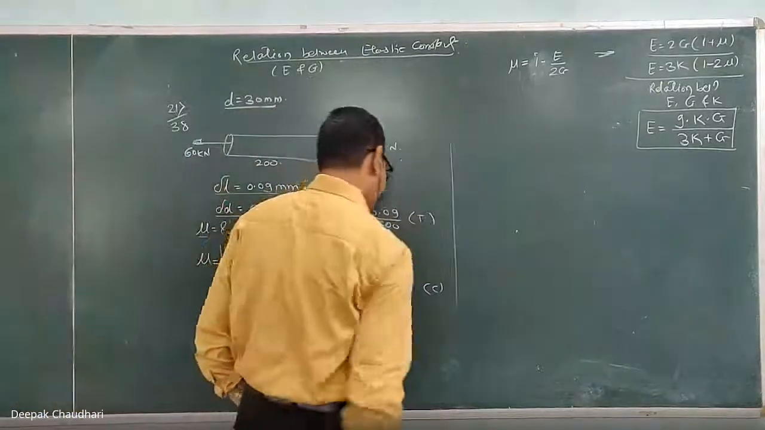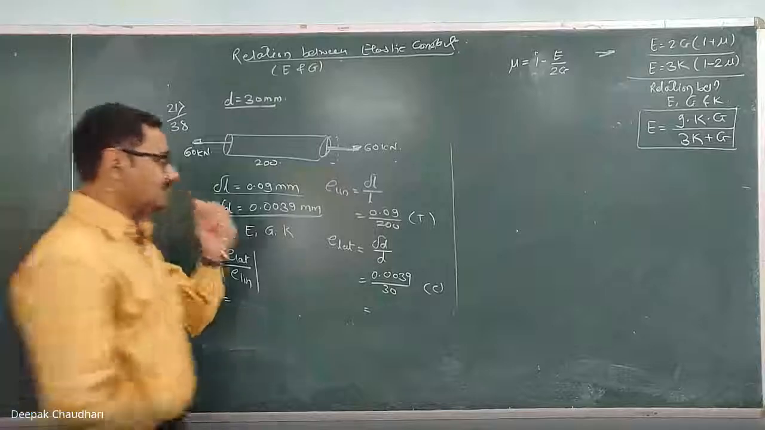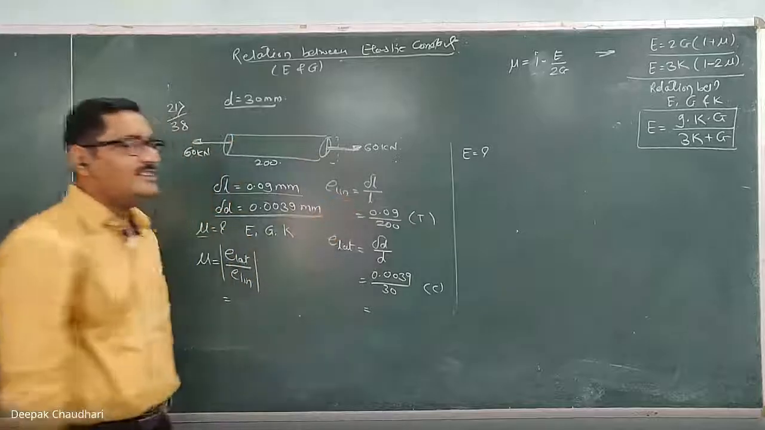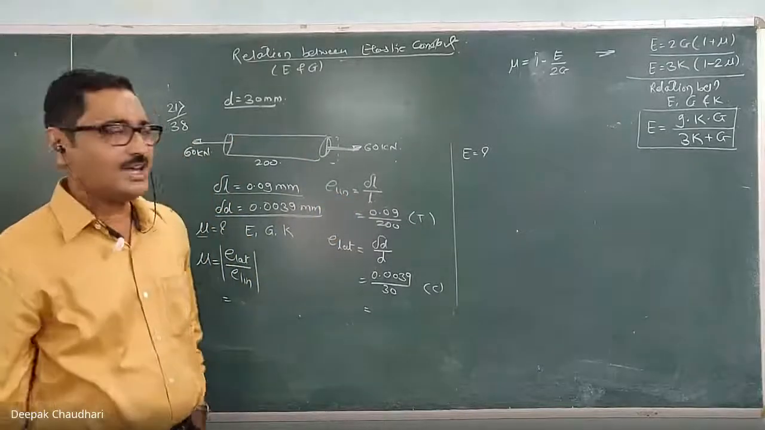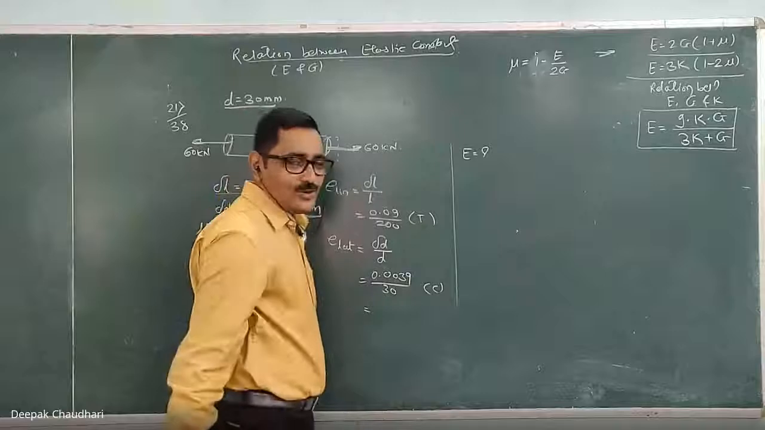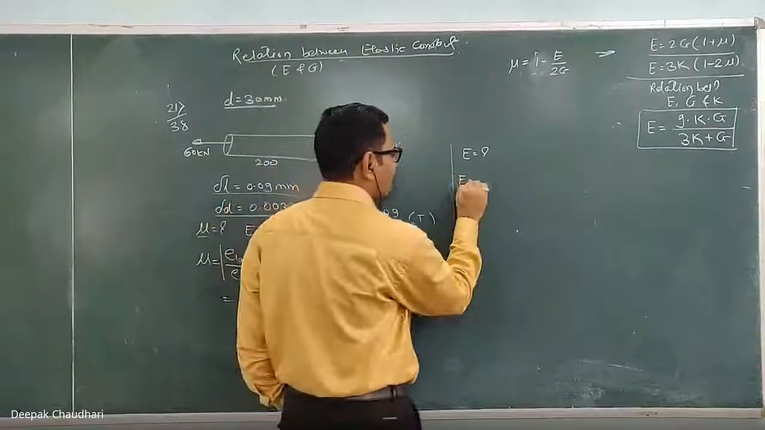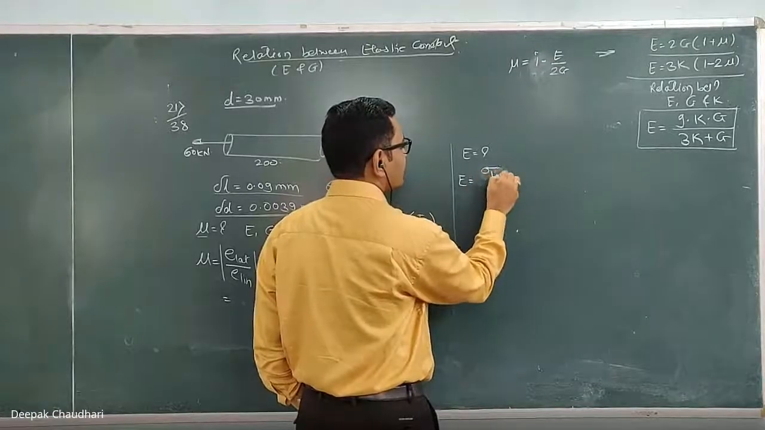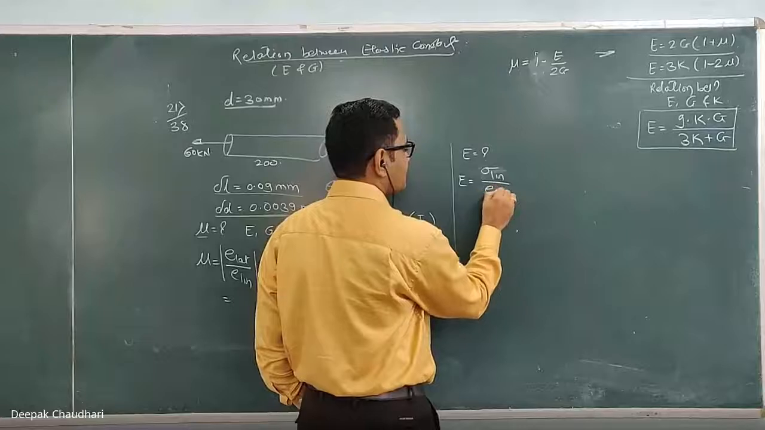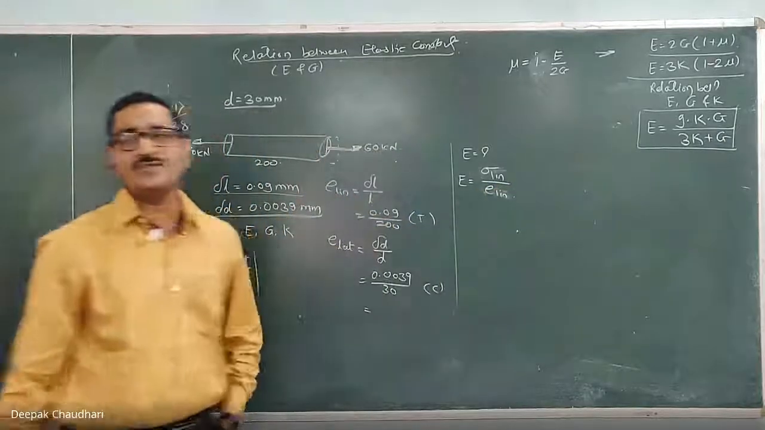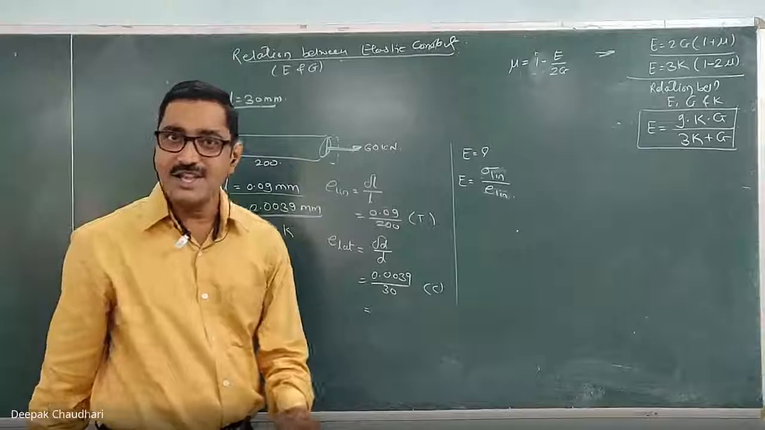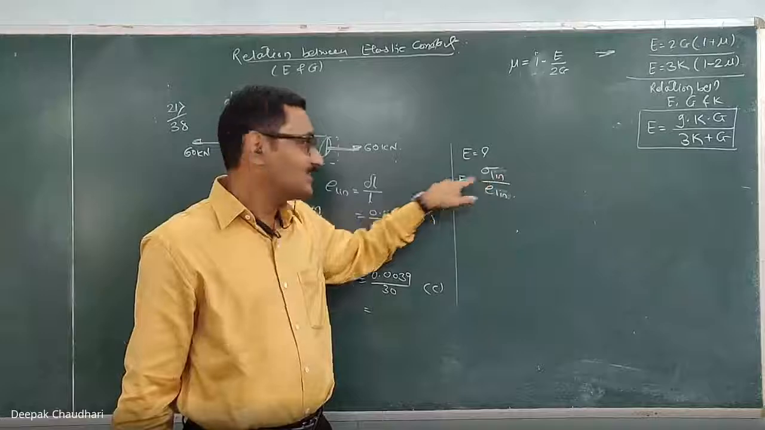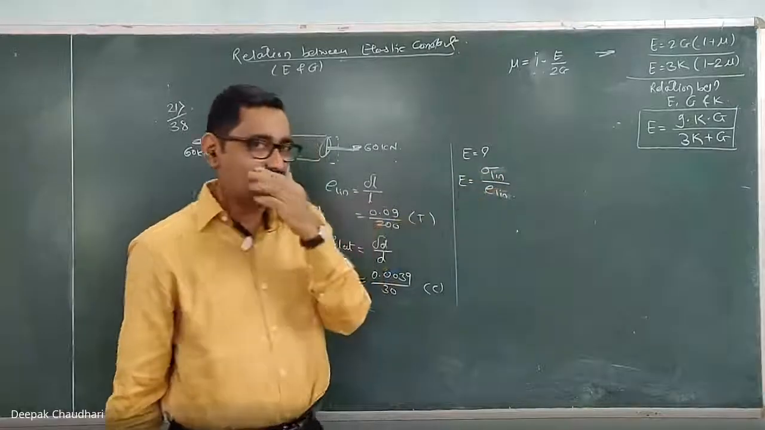Then how can we get the modulus of elasticity? Now we have calculated the linear strain, so with the help of that linear strain we can calculate the modulus of elasticity. We know that the ratio of stress to strain is known as the modulus of elasticity. But which strain do you have to consider here? Linear, not the lateral. So E equals linear stress upon linear strain.